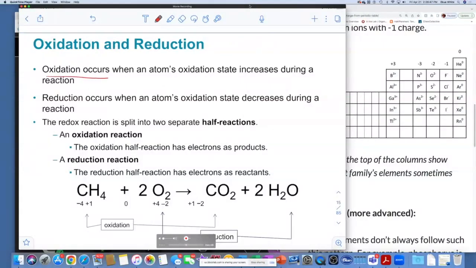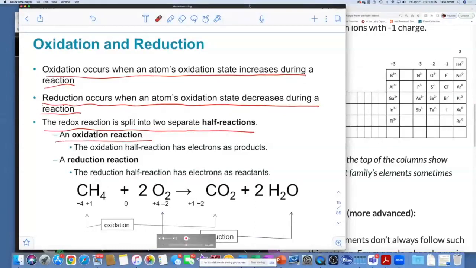we're told oxidation occurs when an atom's oxidation state increases due to the reaction. So this is why we learn how to assign the numbers. The numbers tell us how to identify if an atom is undergoing oxidation or if it's undergoing reduction. Reduction occurs when an atom's oxidation state or number decreases during the reaction. The redox reaction is split into two separate half reactions: oxidation reaction, reduction reaction.